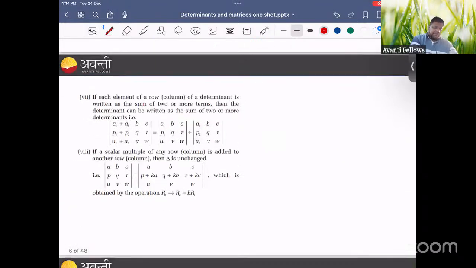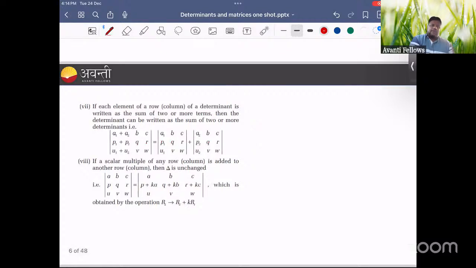Now, a very, very important property with respect to solving determinants in an easier way.